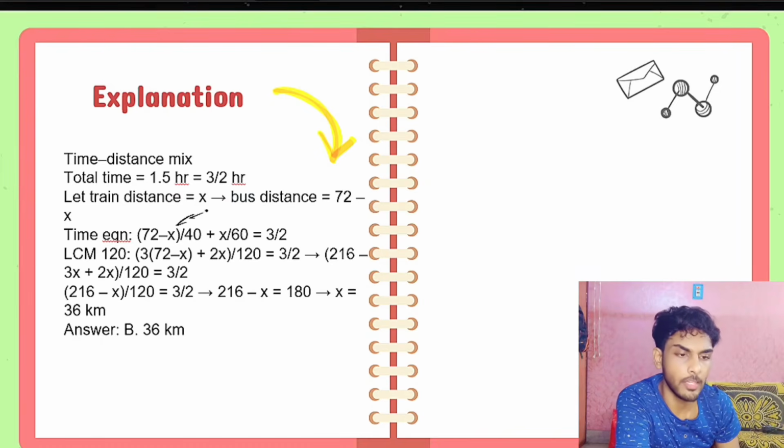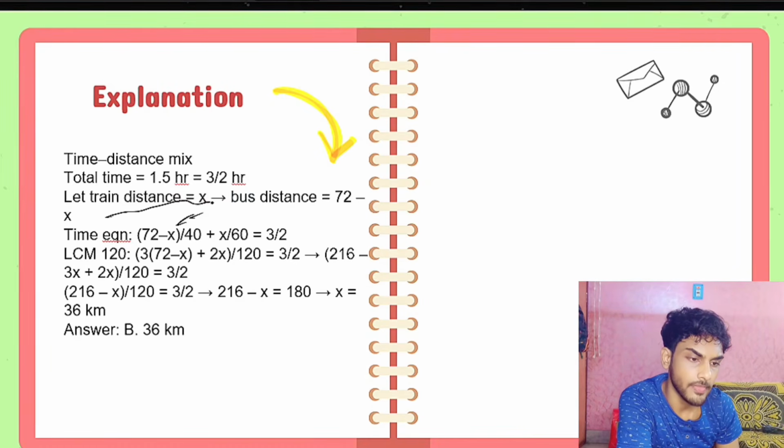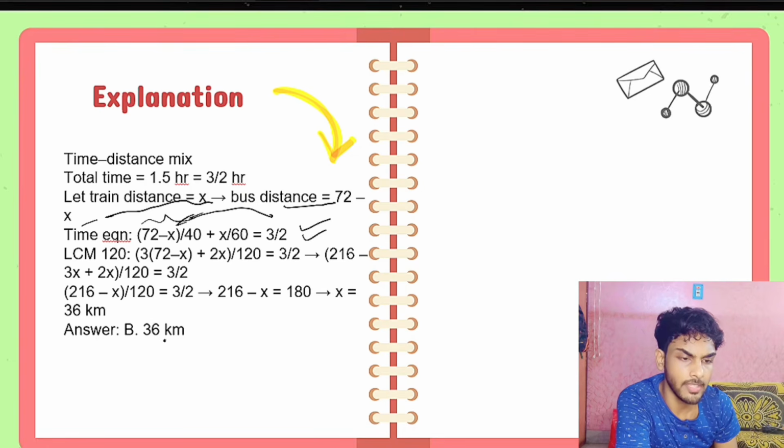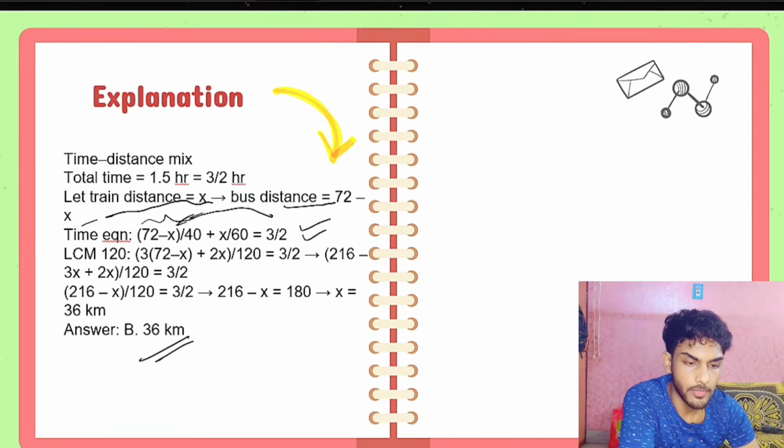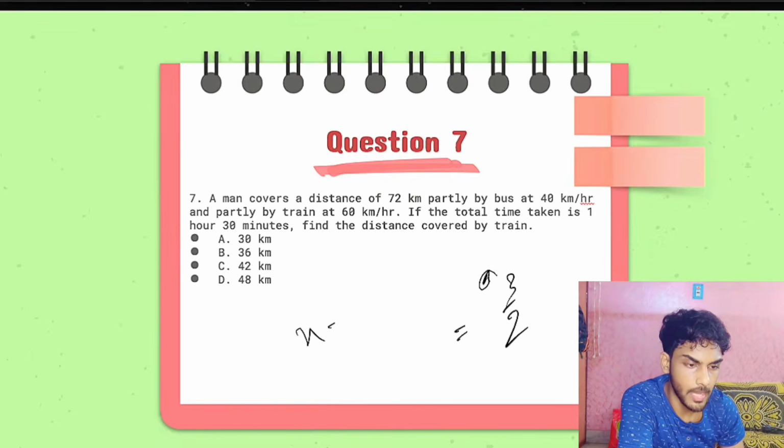As I told you, the train distance is x, the bus distance is 72 minus x, right? So the time equation that I just told you, 3 by 2, this is the exact equation that I need to solve. And solving it, you'll be getting this answer. Do it yourself and then match with the answer over here. Okay, so 36 will be the answer, option B.